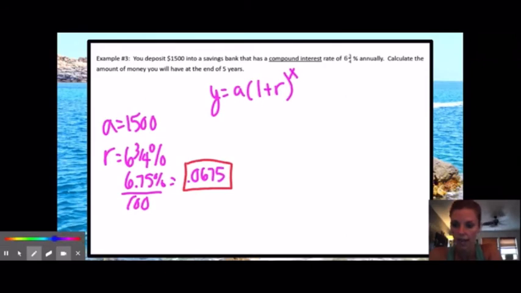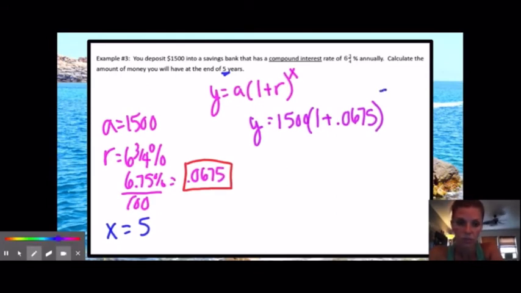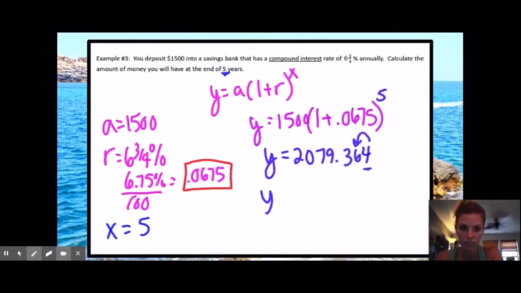And again, X is the time, and they said at the end of 5 years. Plugging into the formula, Y equals A, which is 1,500, 1 plus, because you're gaining money, 0.0675 here, raised to the 5th. Make sure it's raised up there to the 5th. Once you have it plugged in, use your calculator: 1,500, parentheses 1 plus 0.0675, raised to the 5th. Again, I put it all in one step across the board, and I get Y equals 2,079.364.